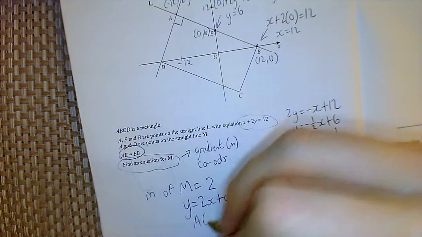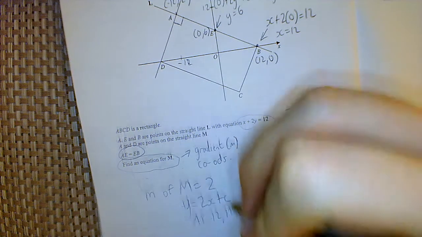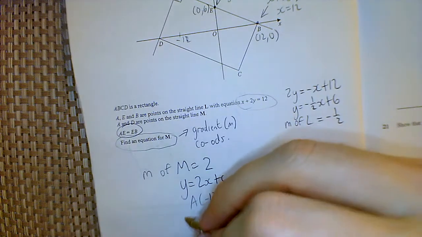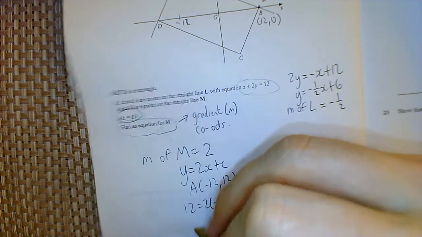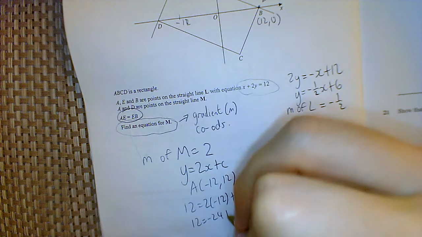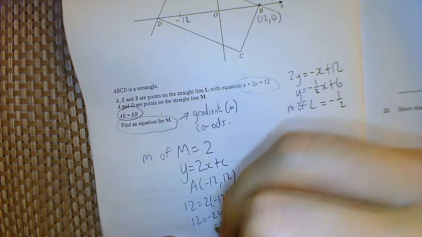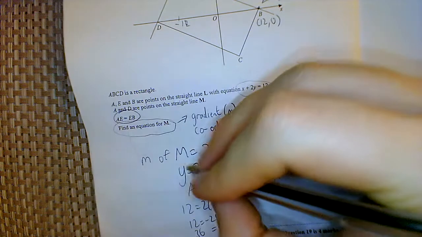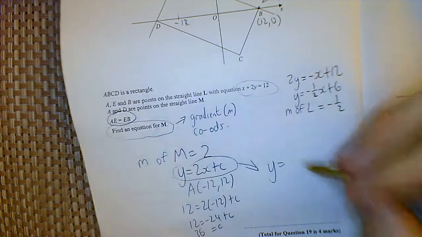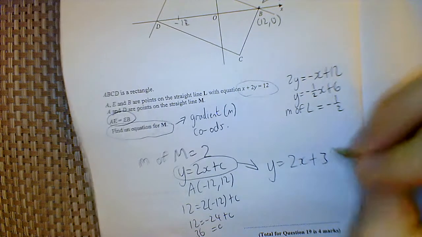So down here, if I know that A has coordinates minus 12, 12, I can say, right, y is 12 when x is minus 12. So 12 equals minus 24 plus c, so c equals 36. Now as soon as I know that, instead of writing y equals 2x plus c, I can say y is equal to 2x plus 36.